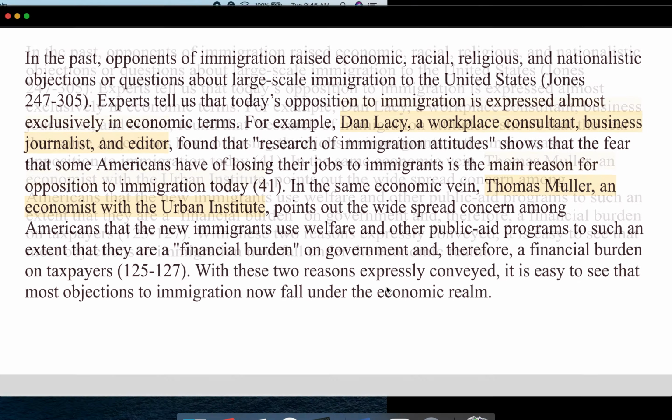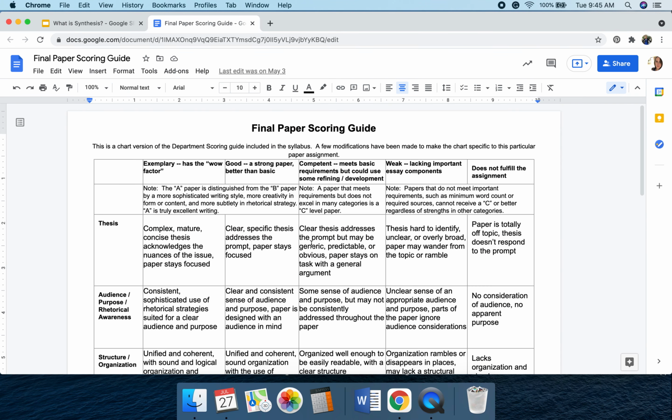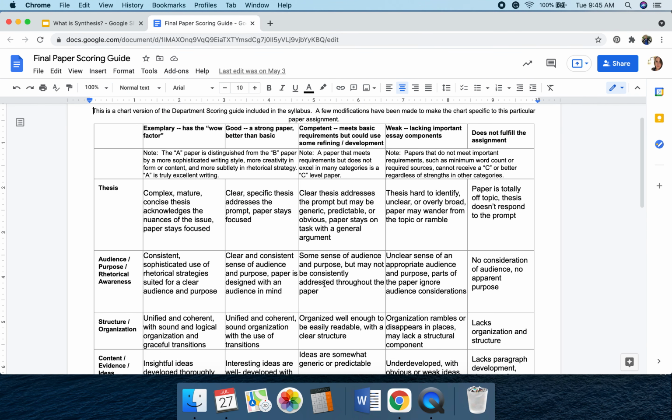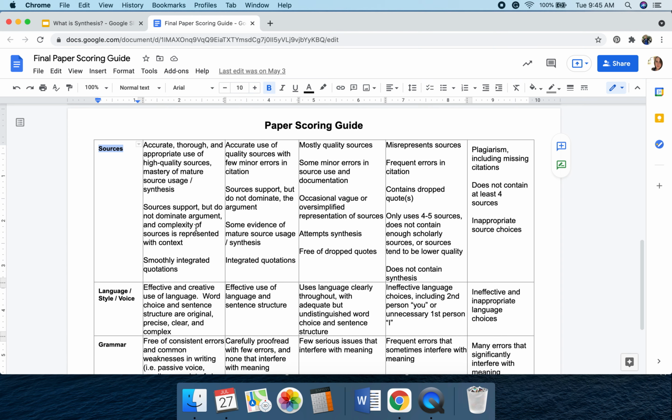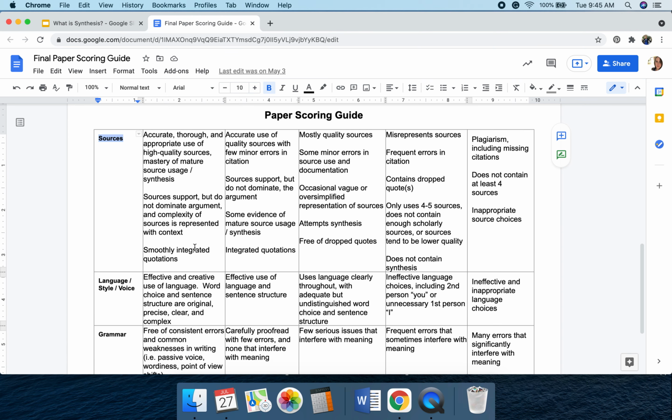And I want you to note too, in the scoring guide for this paper, now keep in mind your scoring guide may look a little bit different depending on which assignment you're working on at this point, but synthesis is in your scoring guide. So please look for the sources category, whatever it happens to look like, and you will notice that synthesis, mastery of mature source usage and synthesis is in the A category. Some evidence of synthesis, or the language will read something like this, attempts synthesis is in the C category.